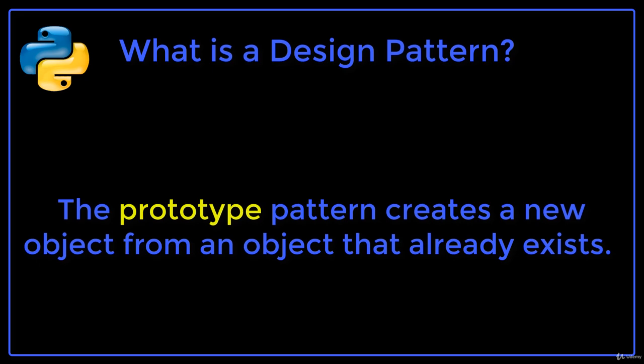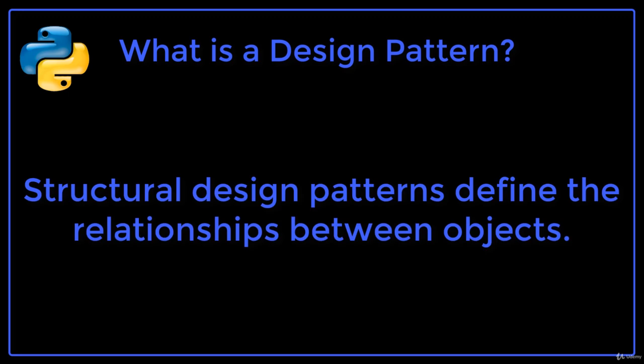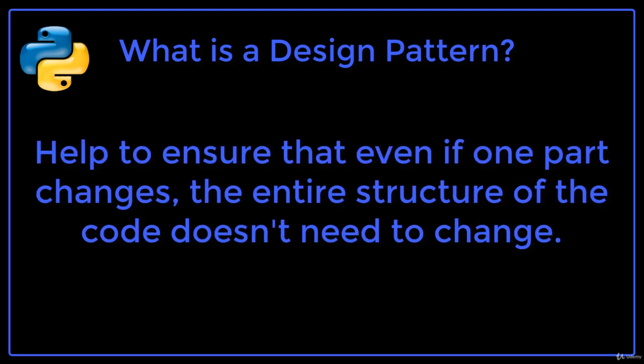The prototype pattern creates a new object from an object that already exists. The singleton pattern ensures that only one instance of an object is created and exists in the app at any one time. Structural design patterns define the relationships between objects. They help ensure that even if one part changes, the entire structure of the code doesn't need to change.